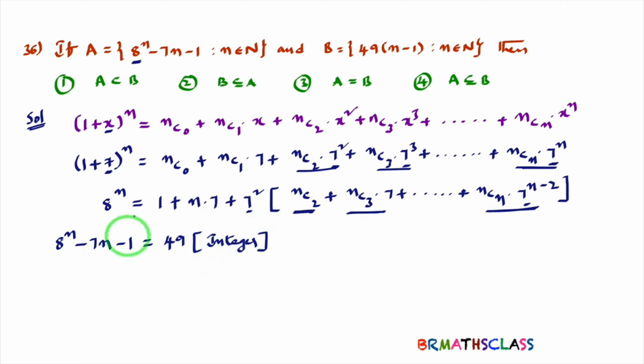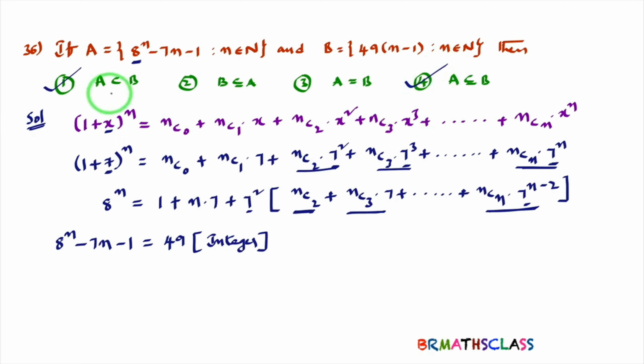So what did you come to know? You came to know that 8 power n minus 7n minus 1 is a multiple of 49. This expression is a multiple of 49. What is it saying? This is also a multiple of 49. Please try to understand. Set A is a multiple of 49. Set B is also a multiple of 49. Now when you observe the options, you will get confusion with first option and fourth option. Which option is the right option?